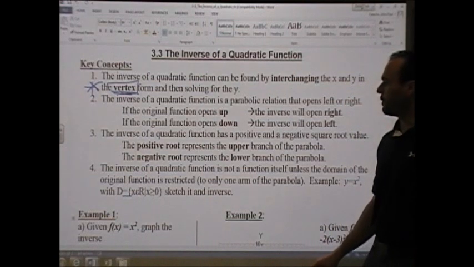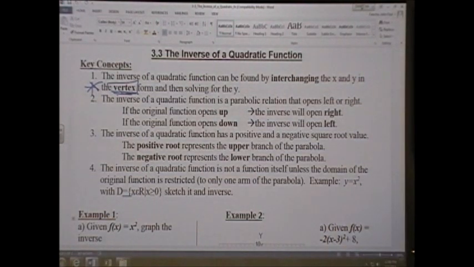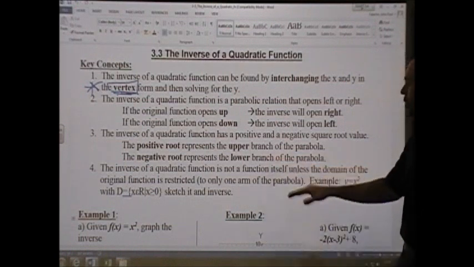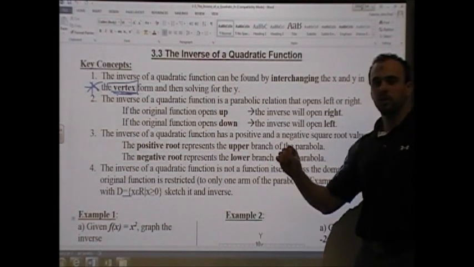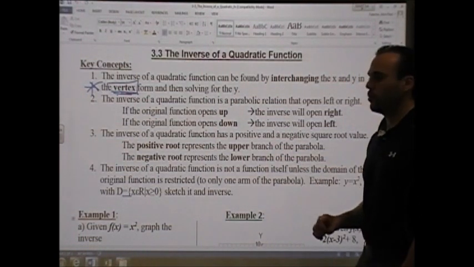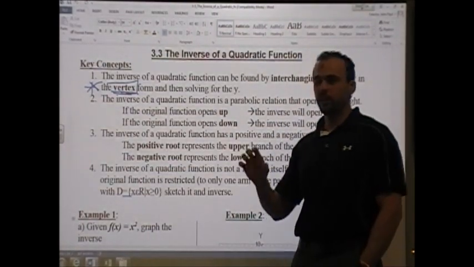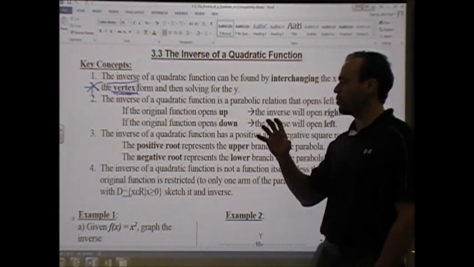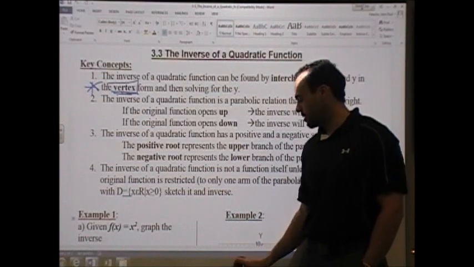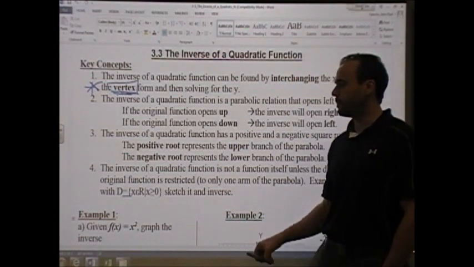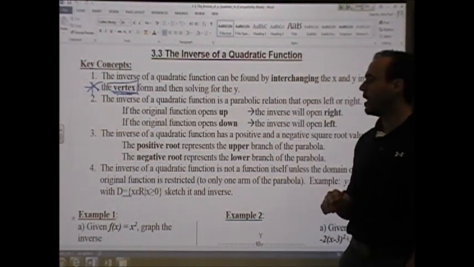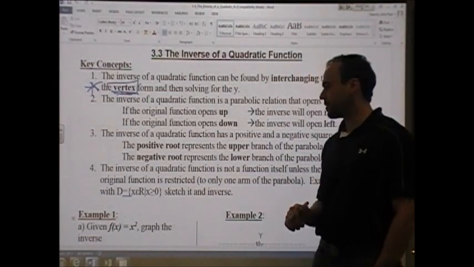Number 3, the inverse of a quadratic function has a positive and negative square root value. The positive root represents the upper branch of the parabola, and the negative root represents the lower branch of the parabola. We spoke about that when we were talking about the square root function and how to graph it. If there was nothing in front of the square root, it just wanted the positive stuff. If there was a negative, it just wanted the negative stuff. If there was both positive and negative, then it wanted both.